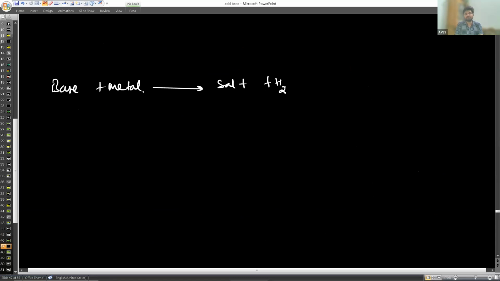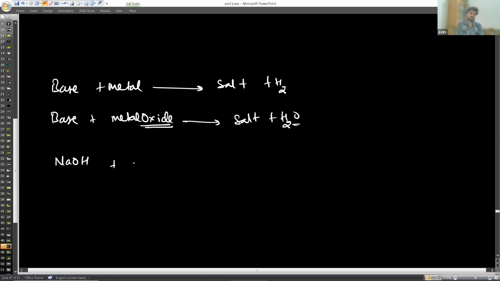So, salt plus hydrogen gas. But instead of this, if you have base plus metal oxide, then what will it be? It will be salt plus water. If you have oxide here, it will be water. For example, NaOH reacting with Zn gives you Na2ZnO2, sodium zincate, plus hydrogen gas. But if you have zinc oxide, then it will be water here.